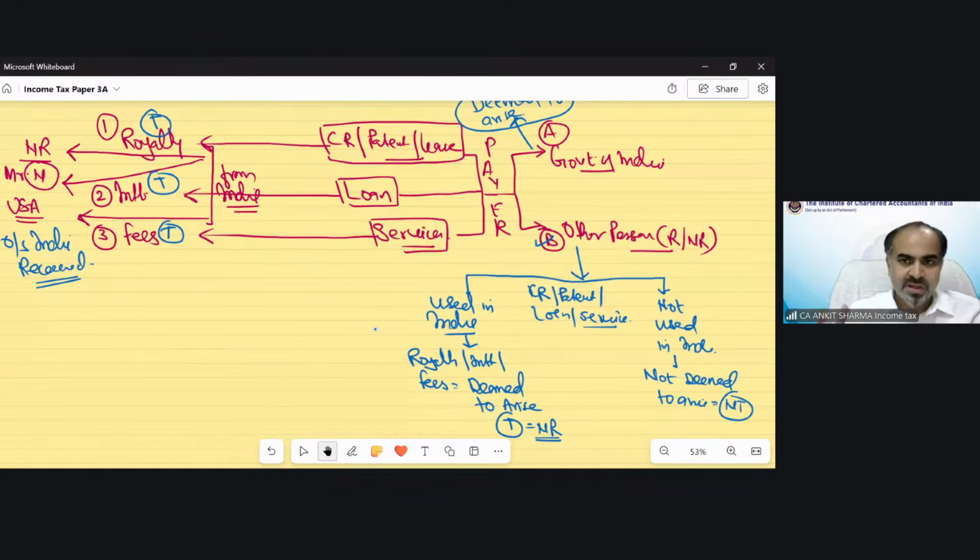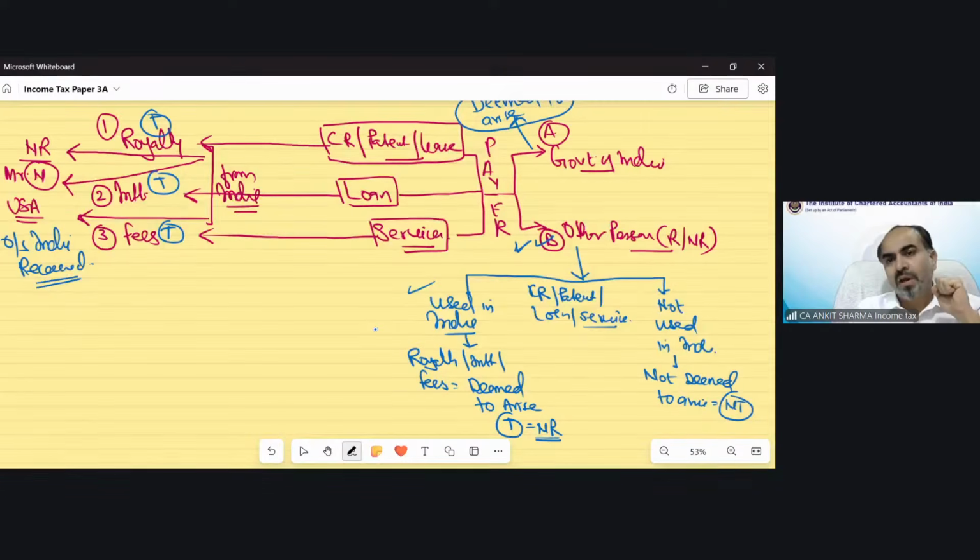For example, suppose Mr. B, who is the other category person, takes a loan of 50 lakh rupees from Mr. N. If he used that 50 lakh rupees loan in his Indian factory, then whatever interest he is paying on that loan would be deemed to arise from India and going to be taxed in the hands of Mr. N. Simple.